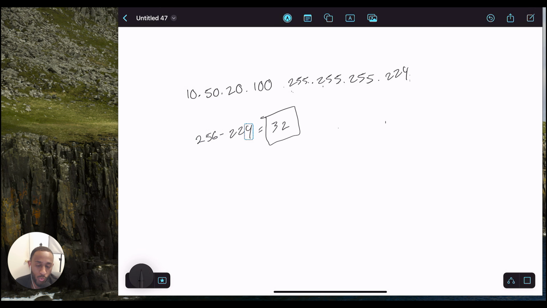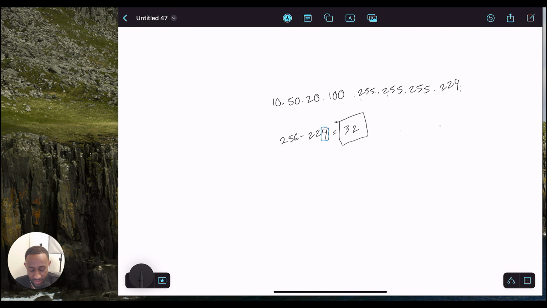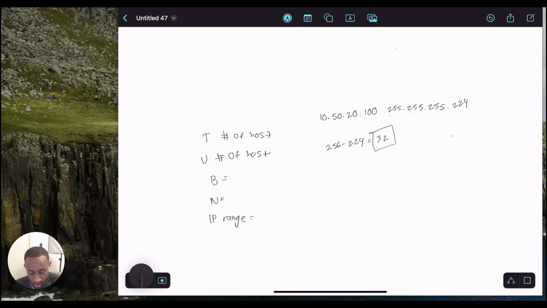It's actually quicker to find your magic number here than using the slash notation. So now we have that. Basically, that's going to give us our total number of hosts. So we've already gotten that down. Now, usable hosts, that's just going to be that same number here minus 2, which is going to be 30. And then now we just have to find the broadcast address.